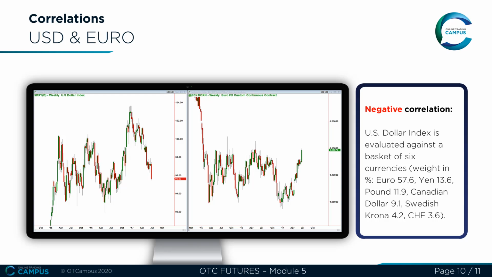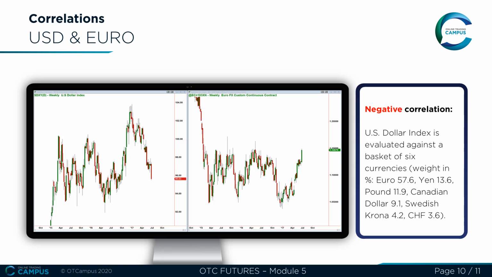According to the ICE FX index methodology calculation, the currency weighting is as follows. Euro 57.6%, Japanese yen 13.6%, British pound 11.9%, Canadian dollar 9.1%, Swedish krona 4.2%, Swiss franc 3.6%. As you can see, the index is heavily weighted towards the euro currency, or the euro-US dollar exchange rate. It will become immediately apparent that the index is heavily influenced by the euro.